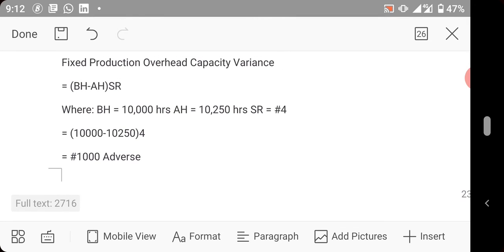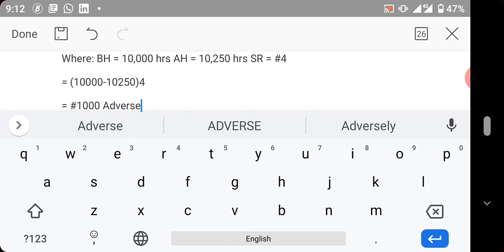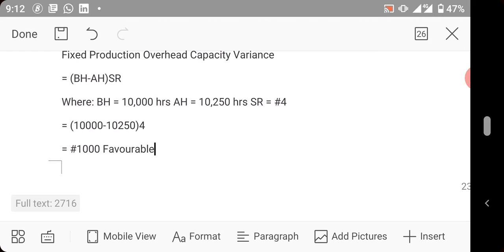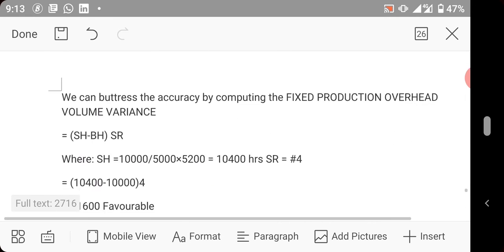To give you 16. So here we have our budgeted is 10,000 and our actual is 10,250. It is favorable because the actual unit increased. That is why it is favorable. Once actual unit is higher and your actual hours is higher, it is favorable because we can sell more, and as you sell more, you make more profit. So that is that for that.